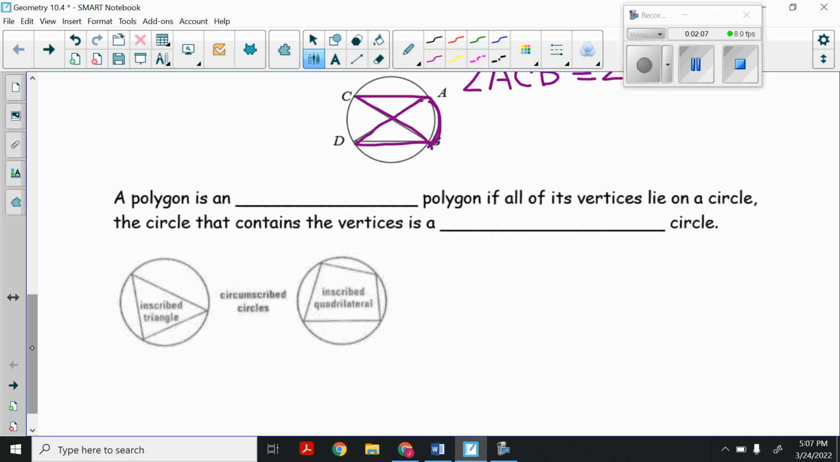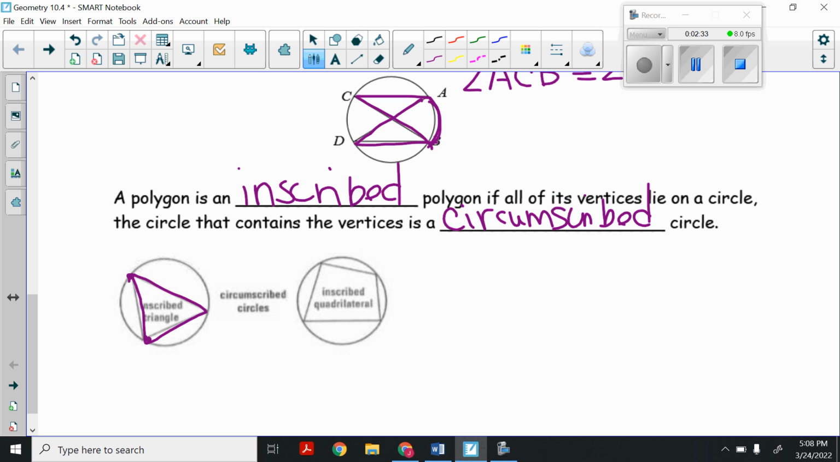Next, we're going to talk about polygons. A polygon is an inscribed polygon if all of its vertices lie on a circle. The circle that contains the vertices is referred to as a circumscribed circle. So here we see we have an inscribed triangle because the 3 vertices are on the circle. Here we have an inscribed quadrilateral because the 4 vertices are on the circle. So those circles will be called circumscribed.